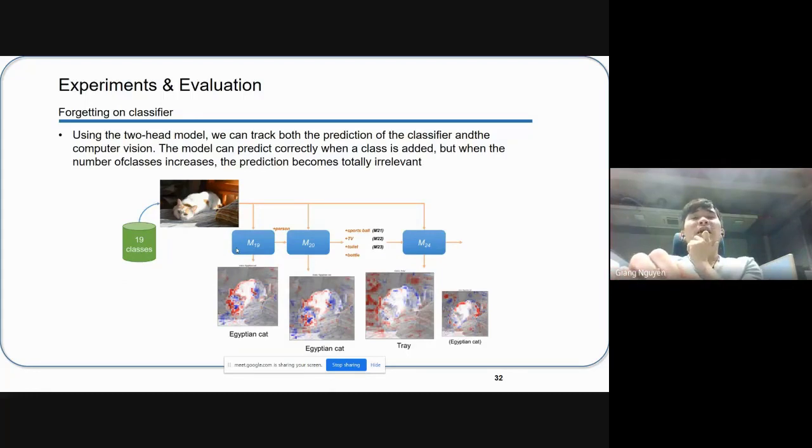And with our visualization, we also analyze how the classifier works. You can see here, if we just add a class person, it will still predict Egyptian cat correctly. But in the last step, if we add sports ball, TV, toilet, and model, the prediction of the classifier, I mean the feature extractor in the image captioning model, will say that it's forgetting quite catastrophically.